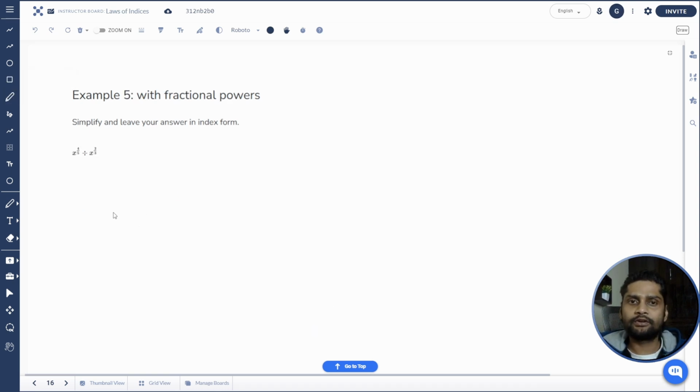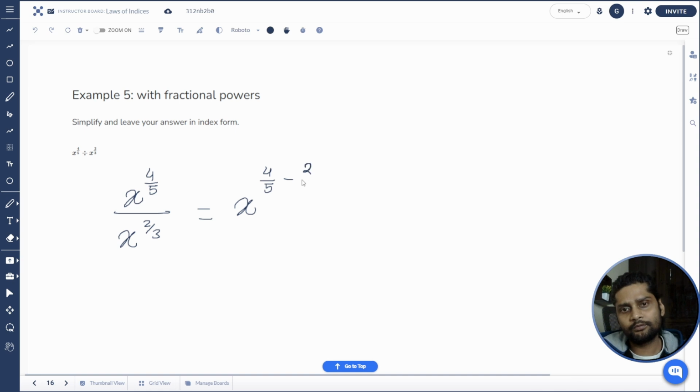In this question, we are given fractional exponents. The font is very tiny. Let me just rewrite it. We have x raised to the power of 4 over 5 divided by x raised to the power of 2/3. So students, the concept is still similar. The bases are similar, so we have to perform subtraction with their exponents. No matter whatever the exponents are, based on that we have to simplify them.